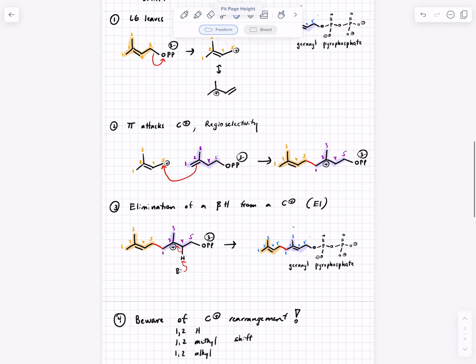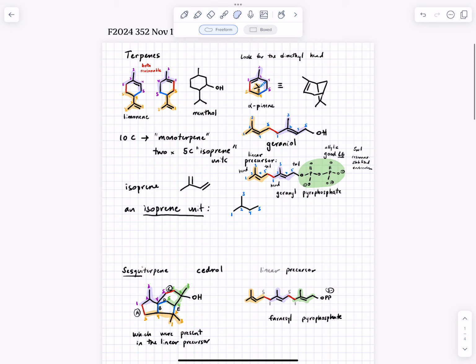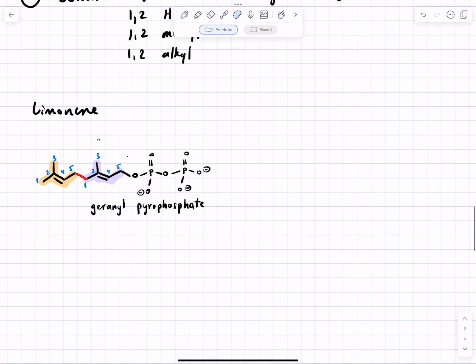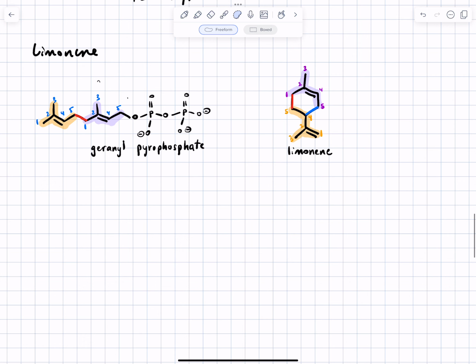Okay, and I just want to copy the structure of limonene down so you can have an idea of where we need to get. And it might actually be useful for me to redraw geranyl pyrophosphate in a slightly different orientation. Okay, and we'll label the atoms.